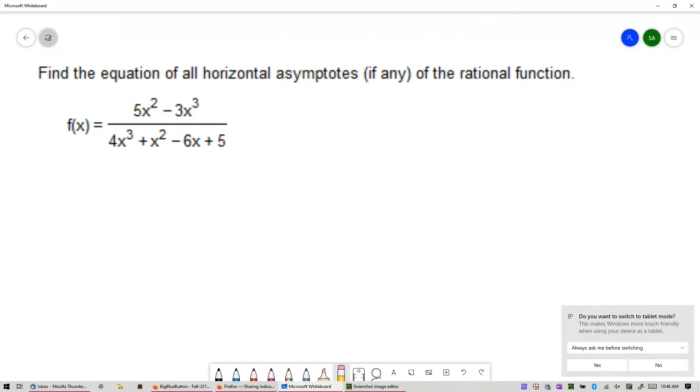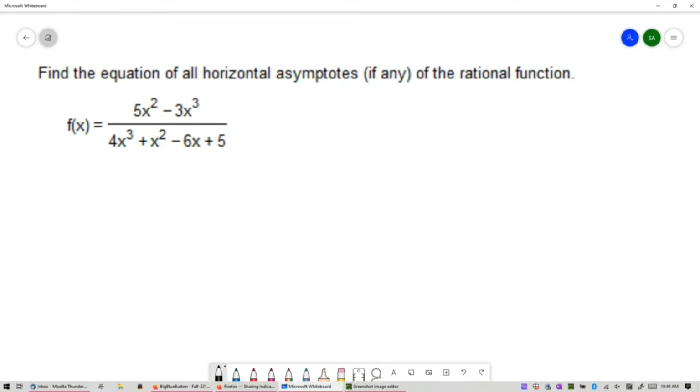So this is an algebra class, and when we're finding horizontal asymptotes using algebra, we're using a set of rules that have been summarized for us using calculus, limits at infinity. So we have to go back to what our rules surrounding horizontal asymptotes are before we can find those.